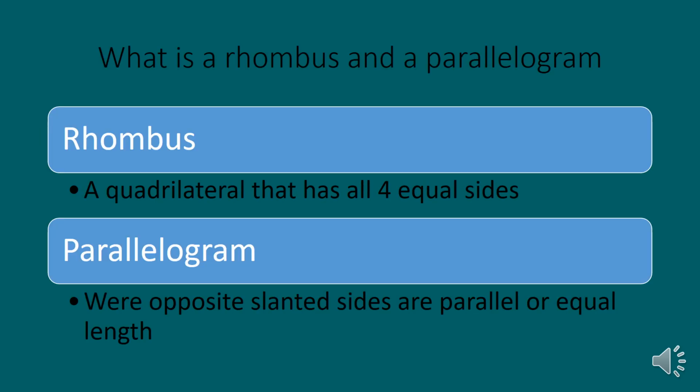What is a rhombus and what is a parallelogram? Well, these are two basic things that you learn in quadrilaterals. They're both quadrilaterals. That's one common thing. A rhombus is a quadrilateral that has all four equal sides. A parallelogram is where opposite slanted sides are parallel and equal in length.